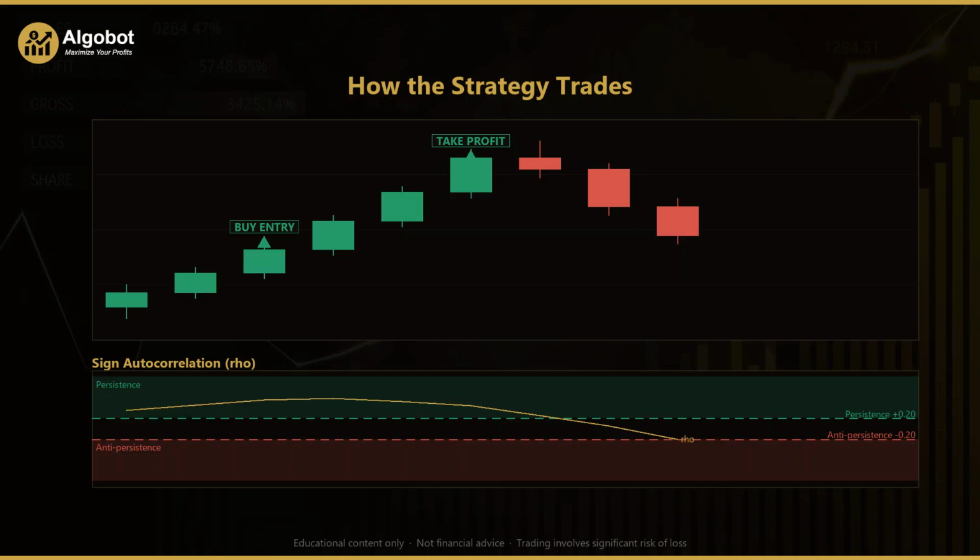Here's the key contrast. See the bar marked with the sell entry. It's an up bar, a push higher, and in the earlier trending regime the strategy would have bought it. But now rho is below negative 0.20, so the interpretation is completely reversed. The strategy reads that up push as something likely to be faded, so it sells against it. This is the regime switch in action. The same kind of up bar produces opposite decisions depending on what the market's memory is doing.